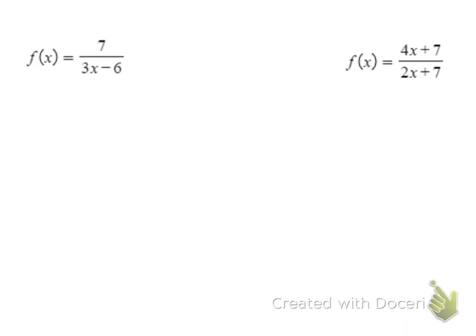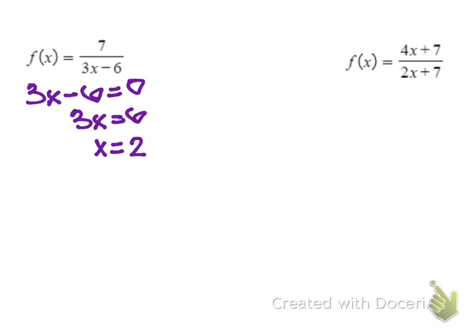So first, we want to find the vertical asymptotes for this function. All we're interested in right now is the denominator. And we want to know what makes the denominator equal to 0. So that would give me 3x is 6. So if x is 2, the denominator is 0, which is a restriction. So we know that x equals 2 would be our vertical asymptote.